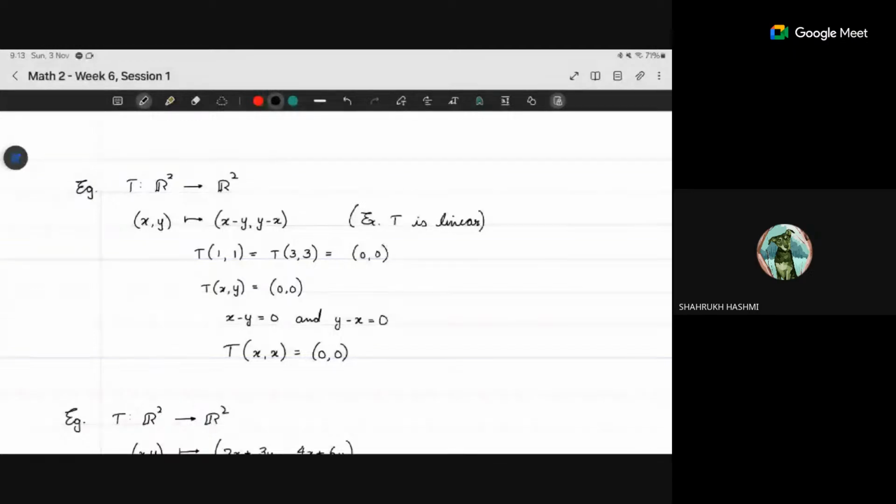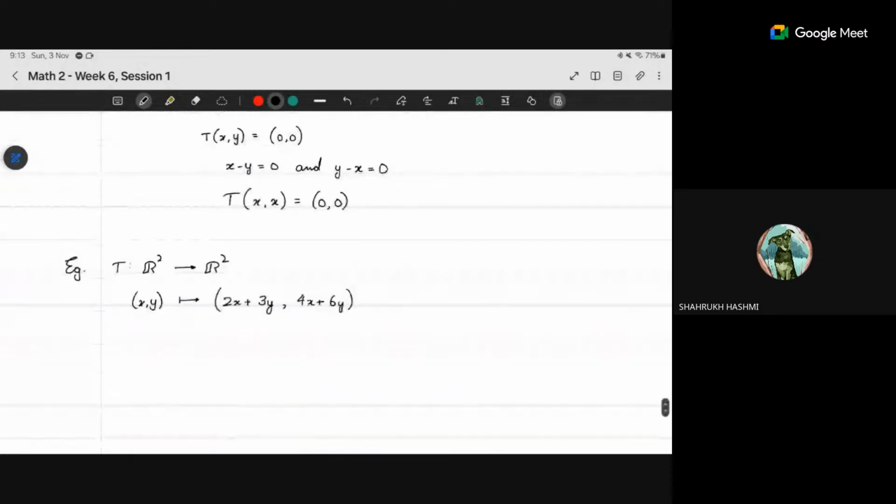But what I'm saying is, in the case of linear mapping, you don't even need this other guy. If you just say T of (1, 1) is 0, if any non-zero vector is mapped to 0, then you're done. Injectivity fails right there. So in this particular example, T is not injective.